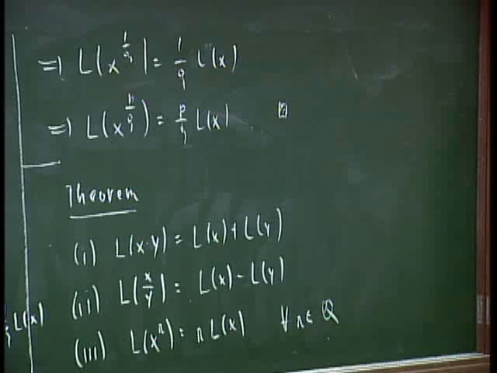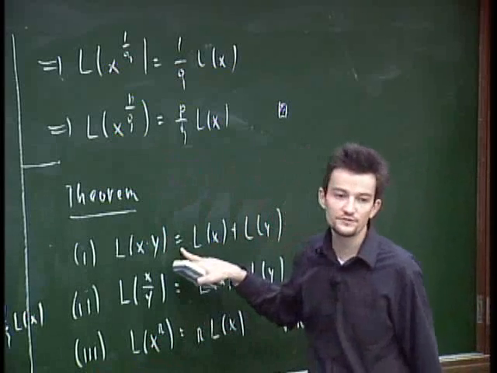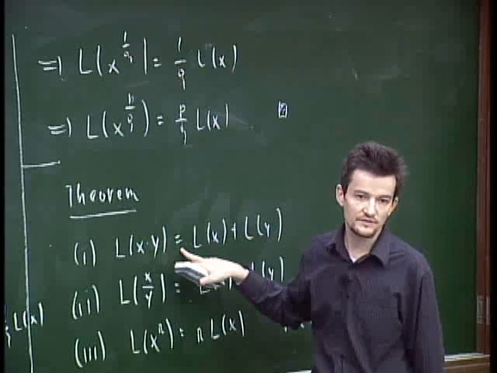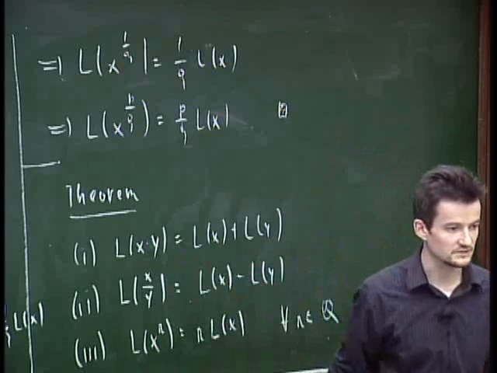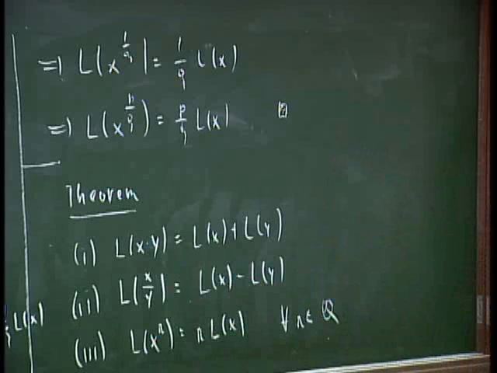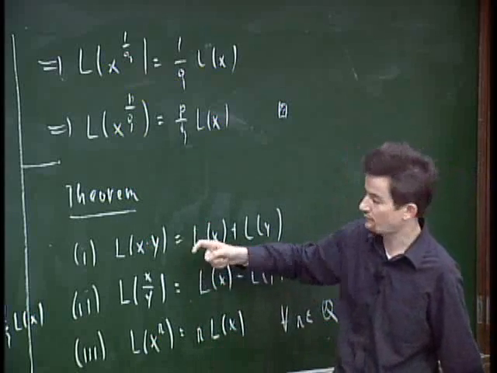Any questions so far? Do you see what we actually need here? What we have used in order to prove this is the mean value theorem, because we have used that if the derivative of two functions is equal on an open interval, then the functions just differ by a constant. This is what we have used here. And all the other properties we have deduced from this one.